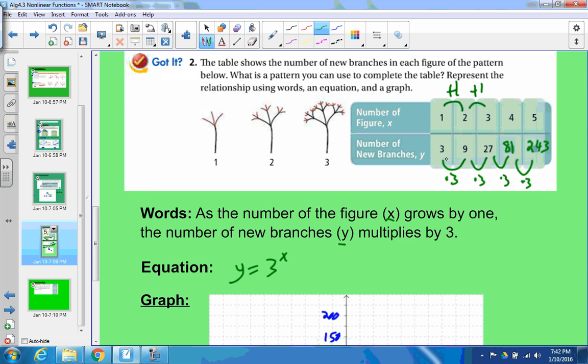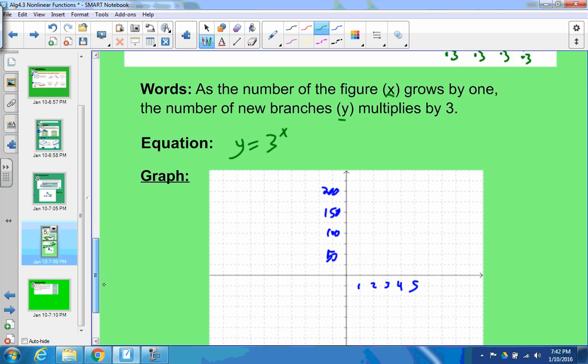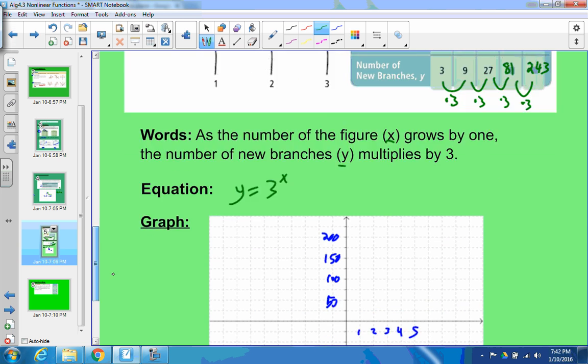So 3 to the first power is 3. 3 to the second power would be 3 squared, or 9. 3 to the third power would be 3 times 3 times 3. So that would work. 3 to the x power, whatever is raised to whatever x is. Alright, now if you graph that, we have 1 and 3.